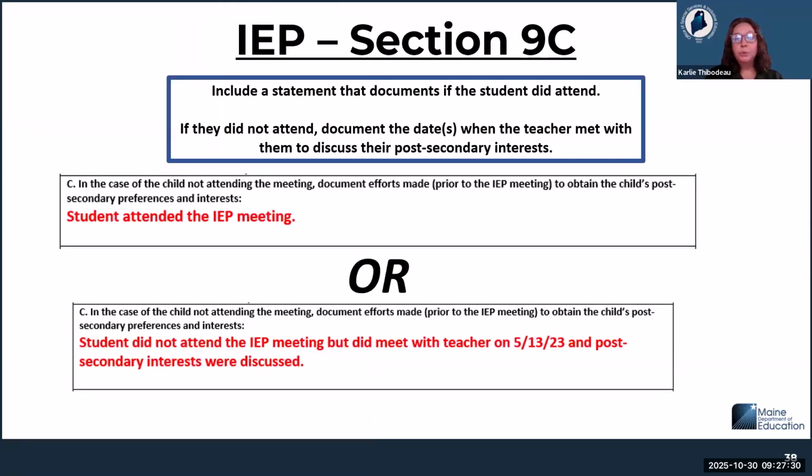All right, moving on to the next part of the transition plan. This is section 9C, and this is just making a statement of whether the student attended the meeting or did not attend the meeting. And if they did not attend, make sure to document when you met with them to talk about their post-secondary interests, because this plan really is about what they are interested in doing. So you do need student input, even if they cannot attend the meeting.